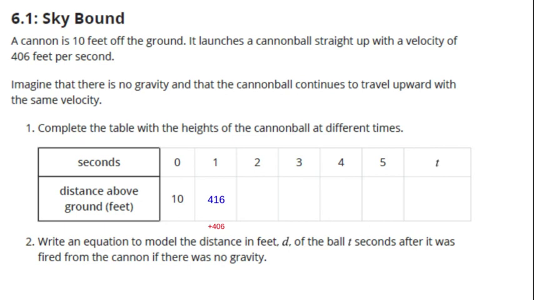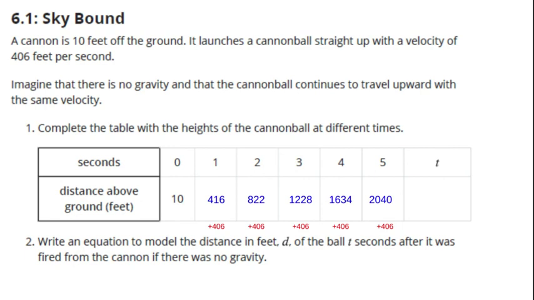So you can see here in this first one that I clicked, if it starts at 10, then in 1 second, it's got another 406 feet. So that's a total of 416 feet. Then another 406 feet is 822. Another 406 feet is 1,228. Another 406 feet is 1,634. Another is 2,040. So how do we get that end for t seconds?